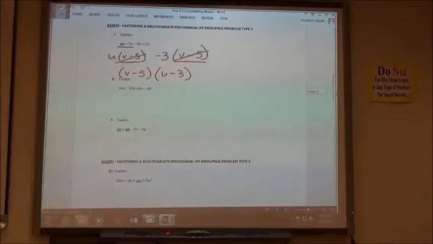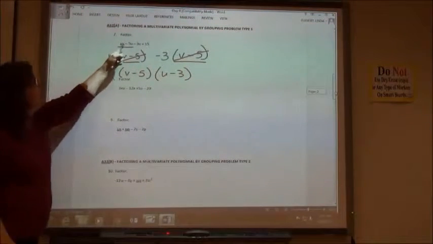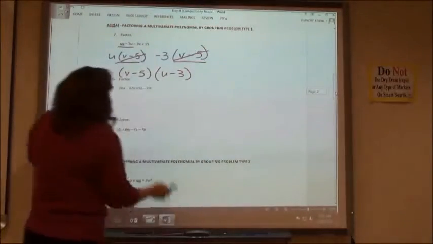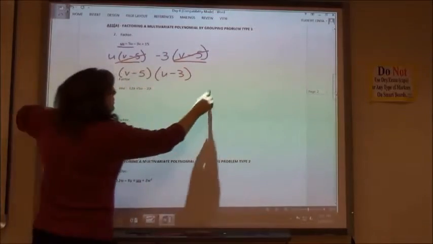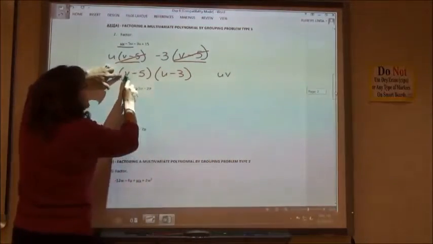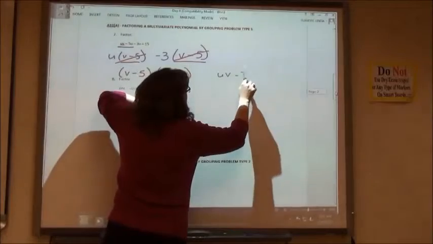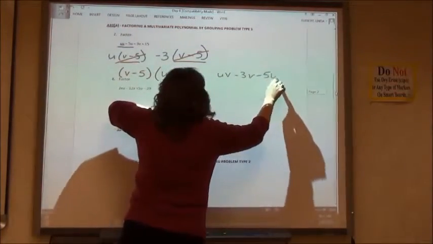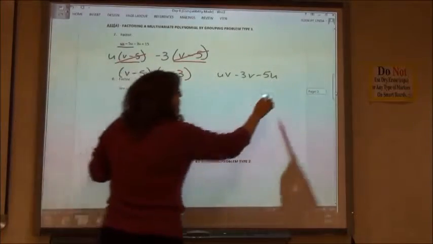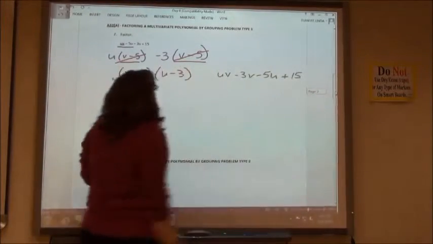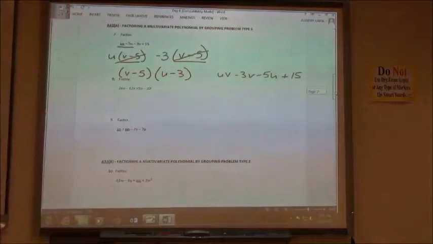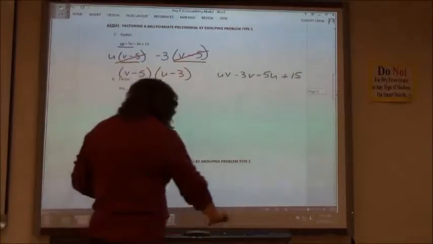So that if I FOILed that out, I should end up with these same 4 terms, not necessarily in that exact same order. If I FOILed it out, V times U would be UV, V times negative 3 would be negative 3V, negative 5 times U is a negative 5U, negative 5 times negative 3 is a positive 15. I've got the exact same 4 terms, just not in the same order, which is all right. So if I really wanted to check it, I could multiply it back out.